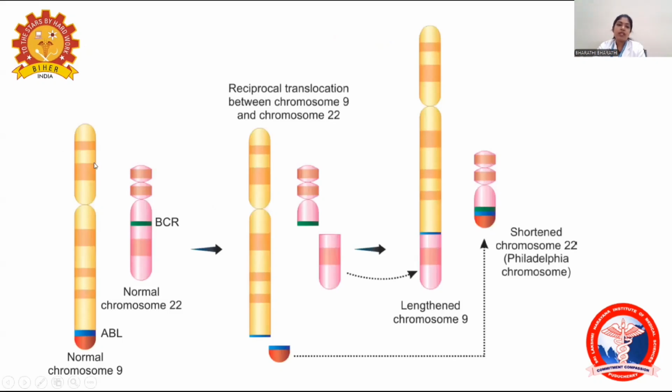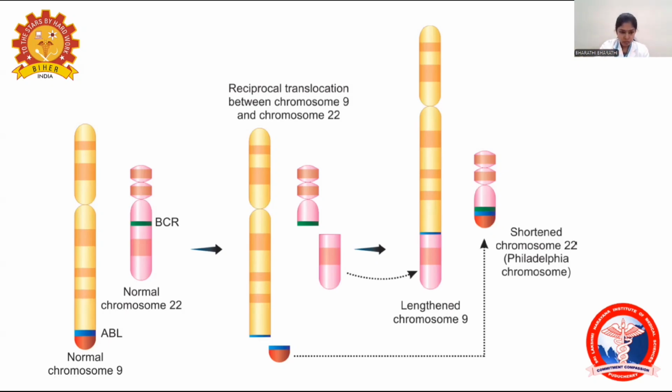Can you all see? This is normal chromosome 9. This is normal chromosome 22. In normal chromosome 9, you have an area which is called ABL. In normal chromosome 22, you have an area which is called BCR. This is a gene. BCR is a gene in chromosome 22. ABL is a gene which is present in chromosome 9. Are you all clear with this point?